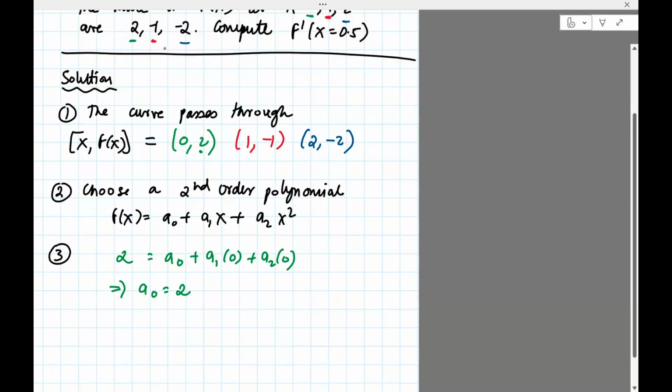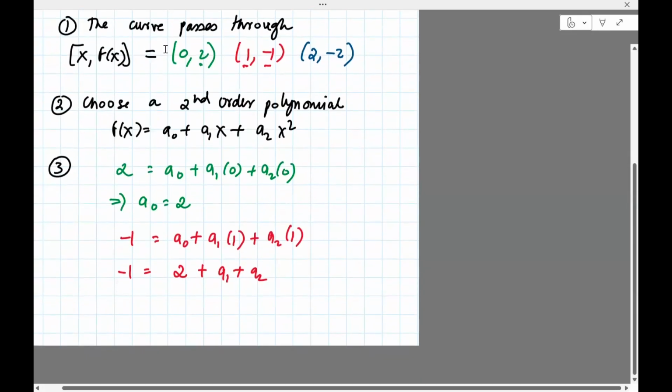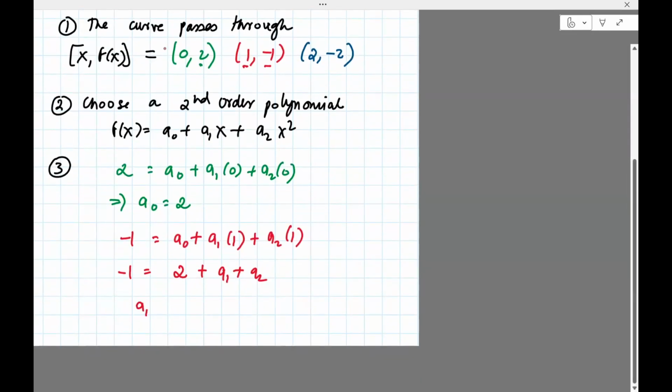Next, we put a value of 1. So a0 plus a1 times 1 plus a2 times 1 equals minus 1. So we have minus 1 equals, well, a0 is 2, a1 plus a2. We can't solve for both these constants in one equation. So we just write down an equation here. So a1 plus a2 equals minus 3.